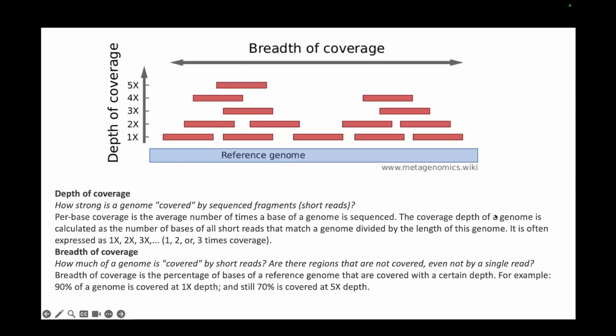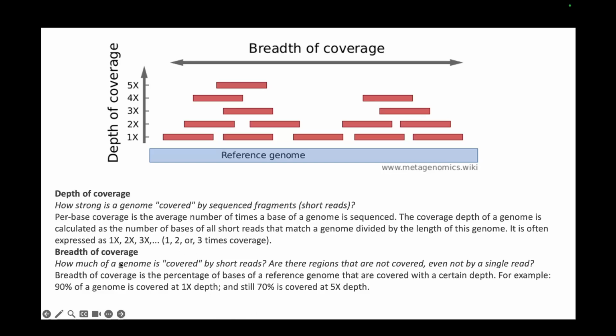So this is given as a reference genome. Depth of coverage is how strongly a genome is covered by sequencing fragments. Per base coverage is the average number of times a base of a genome is sequenced. The coverage depth of a genome is calculated as the number of bases of all short reads that match a genome divided by the length of the genome. Right. So it's often expressed as X. In general, WGS will have around 30x coverage, so each base has been covered 30 times.